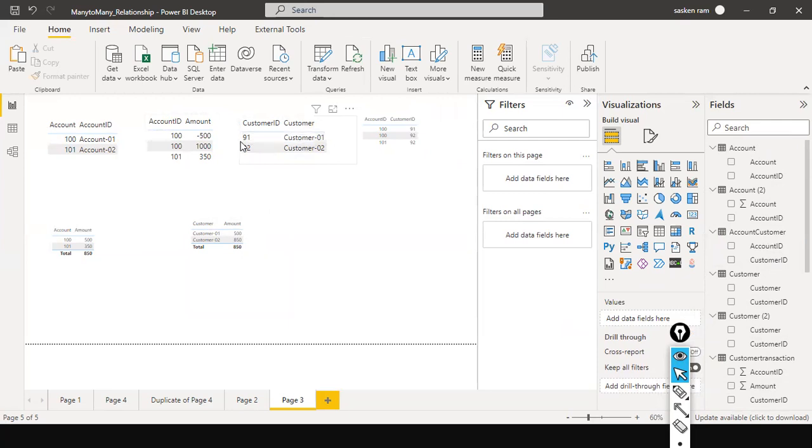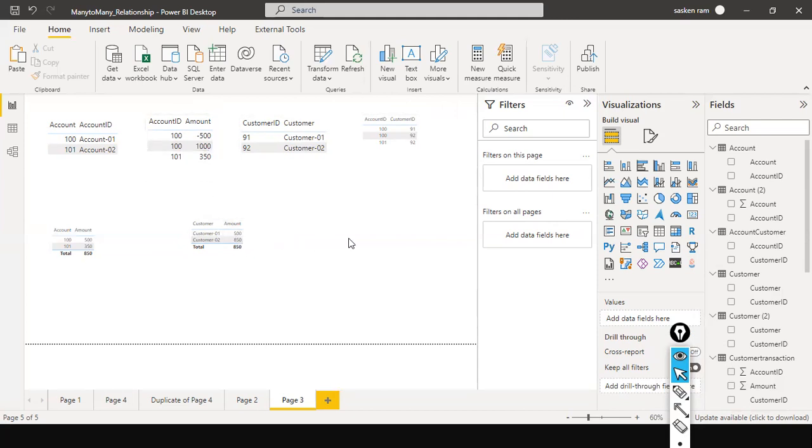What is customer 1's customer ID? 91. If you see here, account ID 100 appears two times. 1000 minus 500 is 500. Customer 2, 92, is having two accounts, 100 and 101. Okay, 1000 and 350 is there. Sorry, this customer ID 92 is having 100 and 101. 1350 is there, but it shows 850 only.